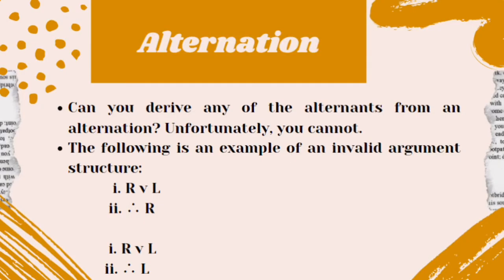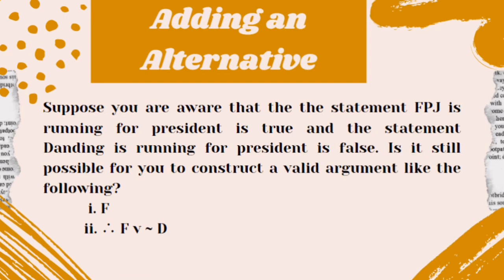You cannot deduce any of the alternants from an alternation since an alternation is true even if only one of the alternants is true. You may infer the false alternative and you will have a case where the premise is true but the conclusion is false. The following is an example of an invalid argument structure. Premise 1. Either R or L. Conclusion. Therefore, R. Premise 1. Either R or L. Conclusion. Therefore, L.